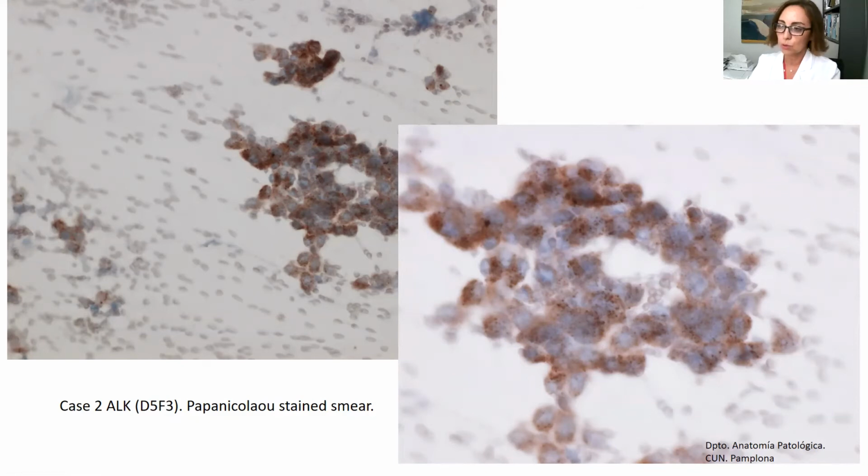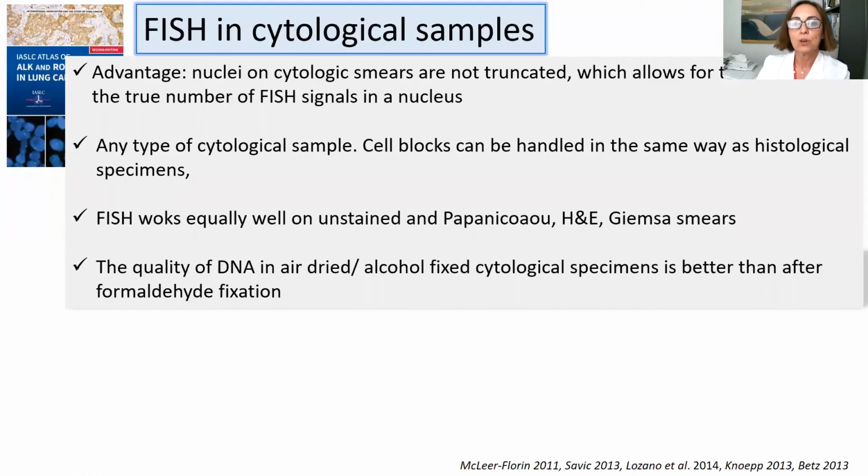So every lab has to perform their own very, very strict controls. Two words about FISH. What about FISH in cytological samples? The main advantage is that the nuclei on a cytological smear are entire, so we can analyze the real signals in these nuclei. Any type of cytological sample can be used. FISH works equally on stained, unstained, Pap-stained, Giemsa-stained smears, wherever.